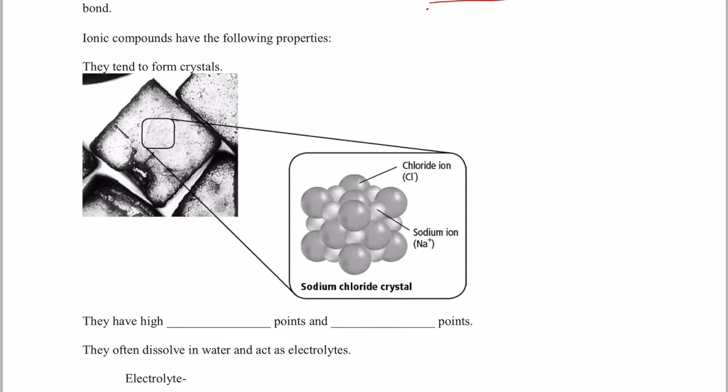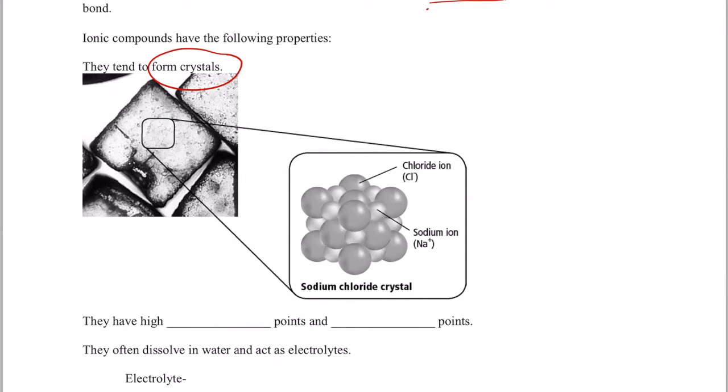Ionic compounds have the following properties. You're probably familiar with several. Ionic compounds tend to form crystals. If you're able to look at some salt under a microscope, or even without a microscope, even just looking at it sprinkled on the tabletop, you can see that they form these nice rigid crystal structures.